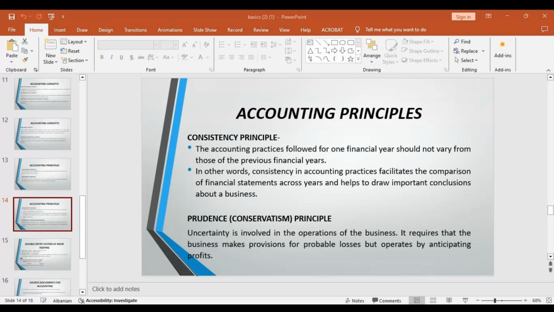Ma'am, can you repeat it, ma'am? I got disconnected. You want me to explain these two principles? Yes, ma'am. Okay, consistency is about the financial year. Whatever financial year you apply in the first year, you will be following the same in every next year. And then prudence is about your provisions for your losses. So in case you have bad debts, doubtful debts, you make sure you have some provisions so that you don't have a financial loss in the company. Thank you, ma'am.